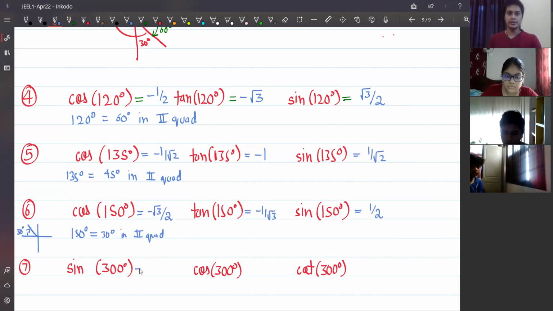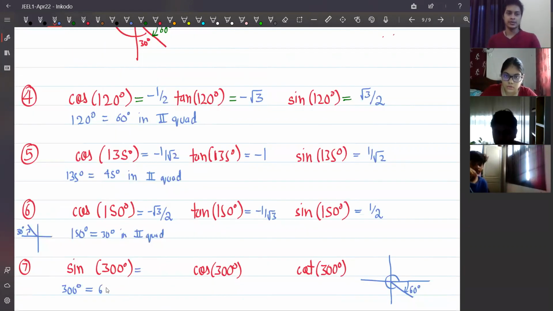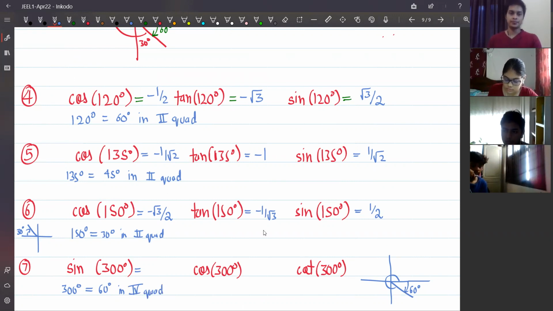Nirmit, sine 300. First, tell me 300 is what angle in which quadrant? In the fourth quadrant. We have to take the angle with the positive x-axis. Always remember the rule. So it's 60 degree in the fourth quadrant. This was 30, so this is 60. Sine 300 is minus root 3 by 2.